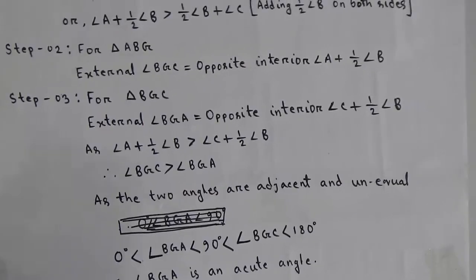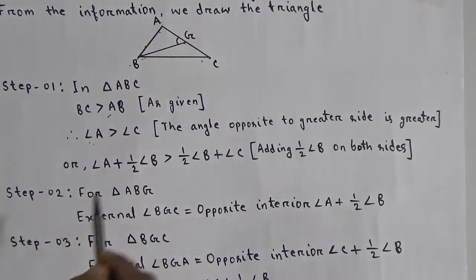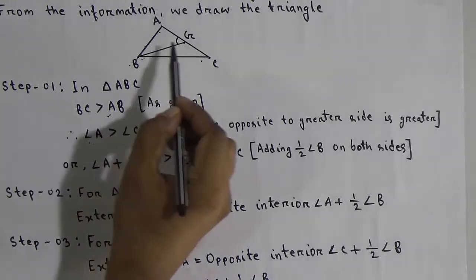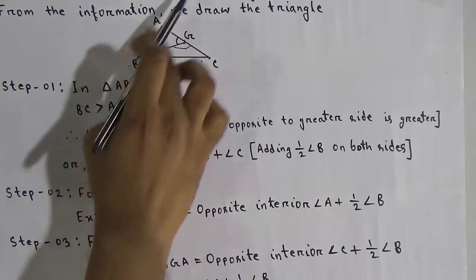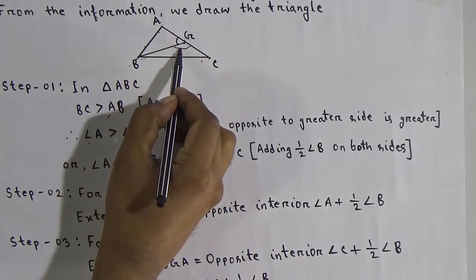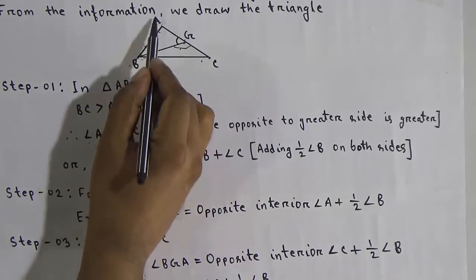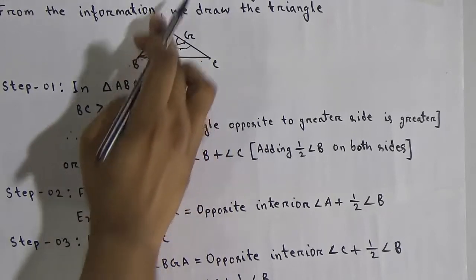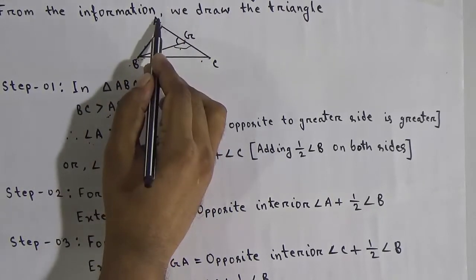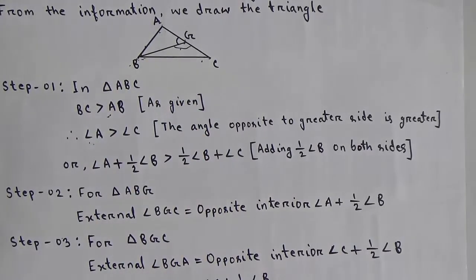For triangle ABC, here BGC is the exterior angle. This angle is the exterior angle of this triangle. Now BGC equal to what can we write? Angle BGC equal to angle A plus angle ABC. Since BG is the bisector of angle B, instead of ABC we can write half of angle B.